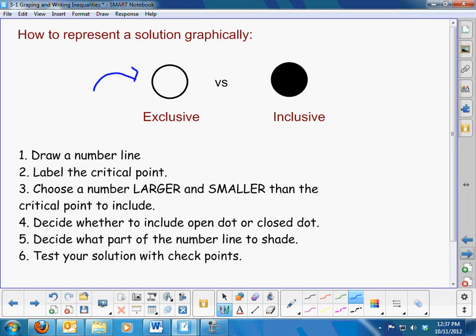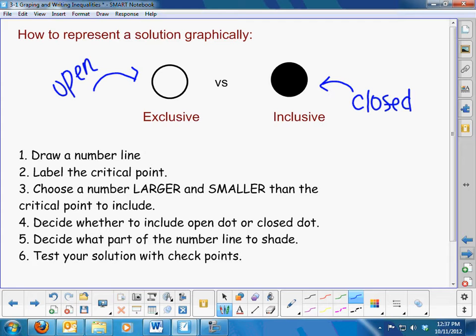We call this an open circle. And this is a closed dot, or closed circle. Open meaning it's not colored in, closed meaning it is. So these are the steps we're going to take to graph something. So hopefully you've paused the video, written it down, and then join us on the next slide.